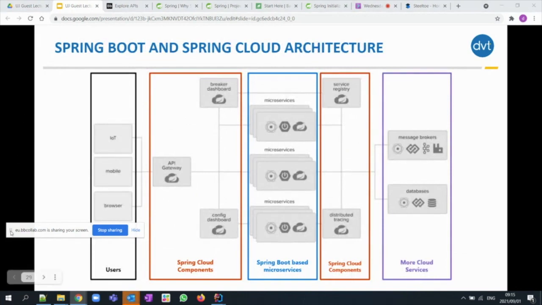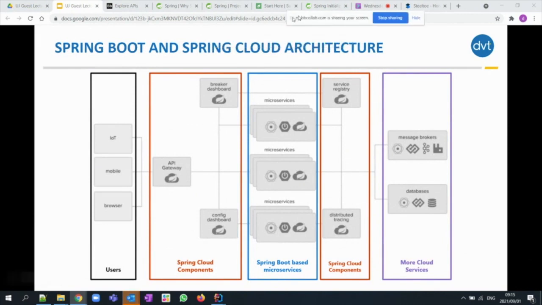Now, what's happening in the ecosystem here with Spring Boot and Spring Cloud is you have your different devices like your IoT, mobile, browsers, and other things. Those are your users. They can interact with your Spring Cloud components. So the red blocks are the Spring Cloud components, which comprise an API gateway like Zuul for routing rules and such. You can have a breaker dashboard like your Hystrix to monitor your services and see where you can implement your circuit breaker pattern. You can have a config dashboard where you define the configurations that your microservices need externally, meaning if anything has to change from a configuration point of view, you don't have to redeploy your microservices. You can just go and update it in that particular config server.